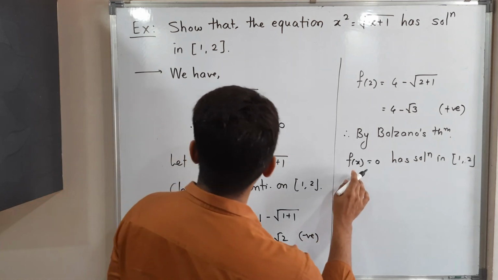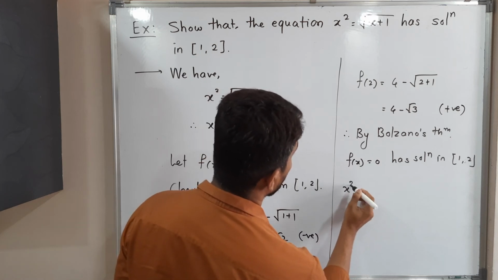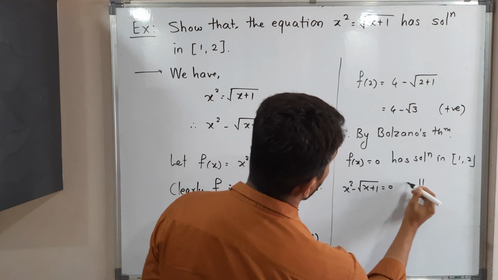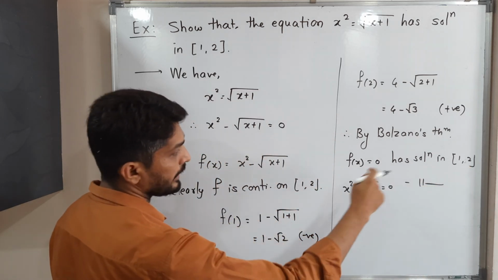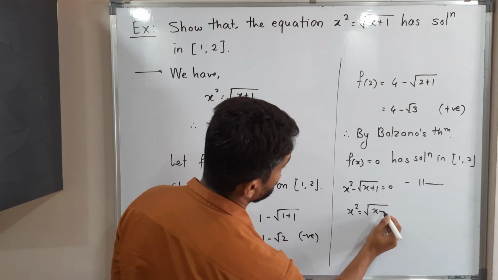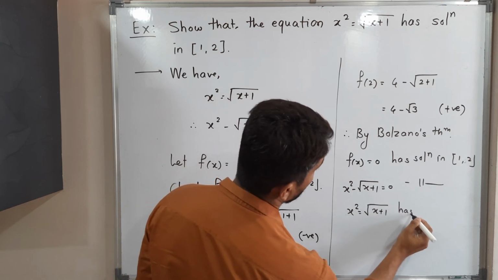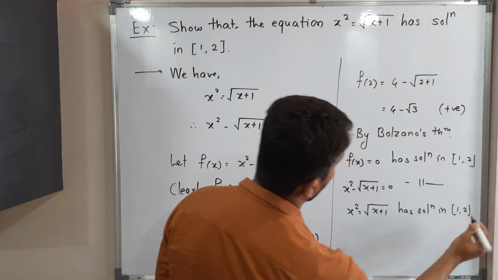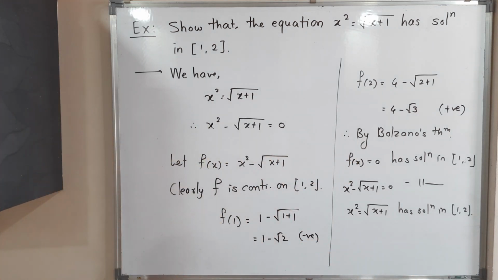F of x means what? Let me put it here. It is x square minus root x plus 1 is equal to 0 has a solution in this interval. Let us shift root x plus 1 to that side. x square is equal to root x plus 1 has a solution in the closed interval 1 comma 2. So in this way we completed this example.